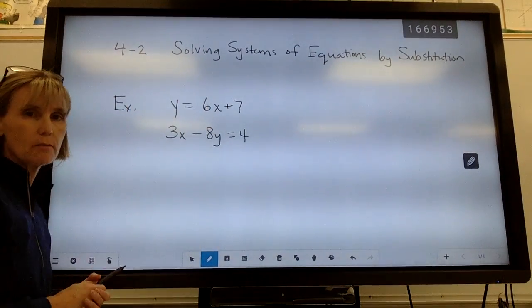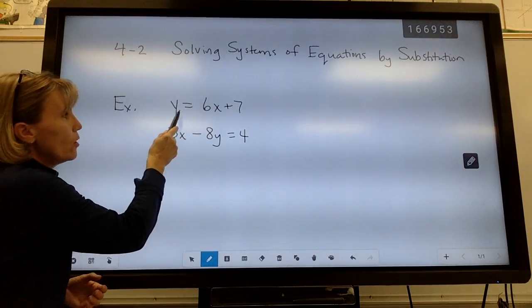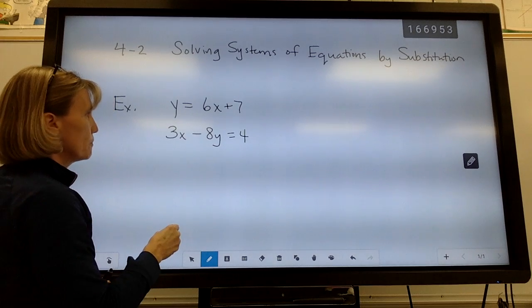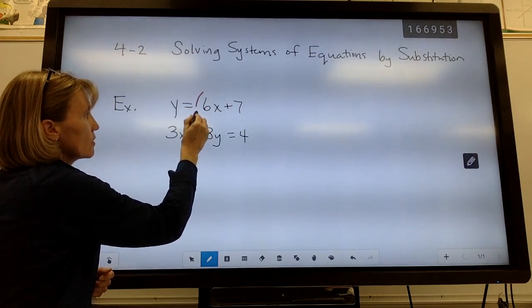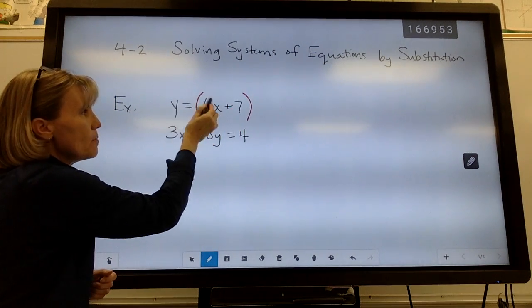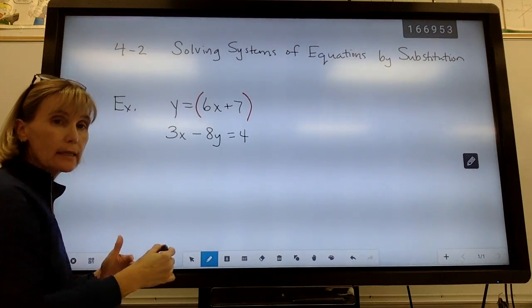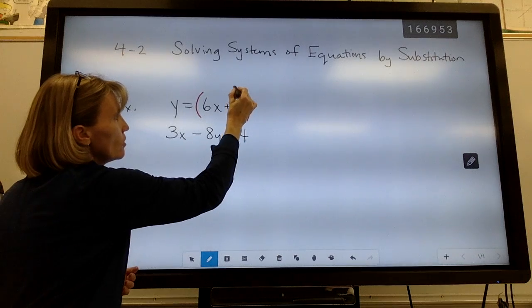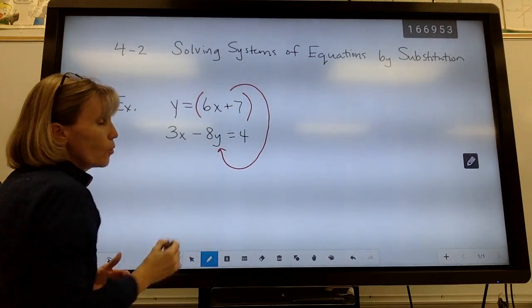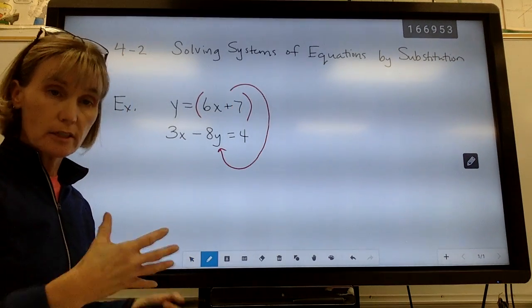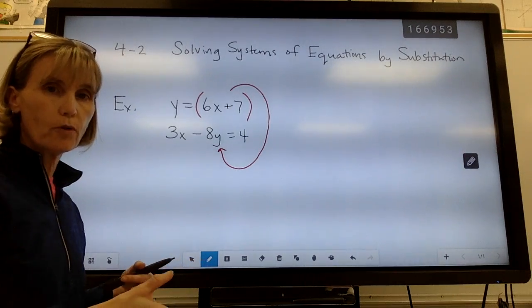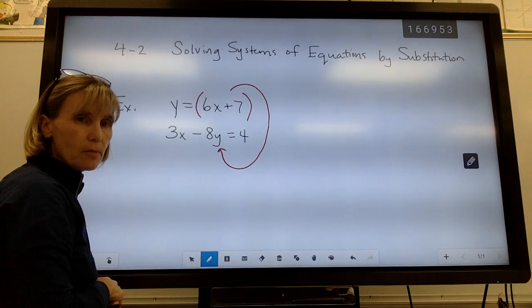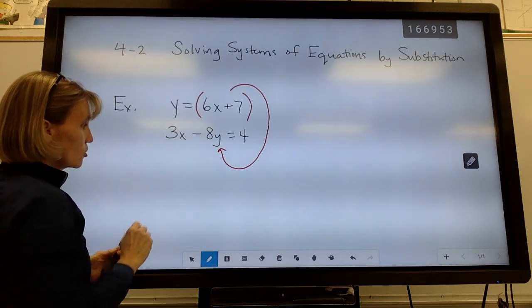So when I look at this system of equations, I see that I have one where y is by itself. It says y is equal to 6x plus 7. So this 6x plus 7 is the same as the y, so I can substitute it into the second equation. I can substitute this quantity into the equation and replace the y. Since they're equal to each other, I can substitute one for the other. So I'm going to take this 6x plus 7 and substitute it into the bottom equation for y.